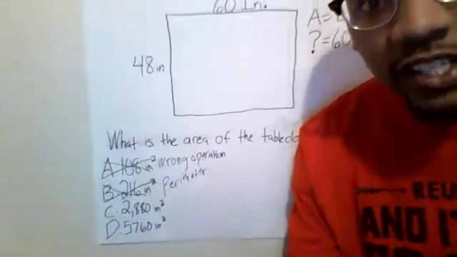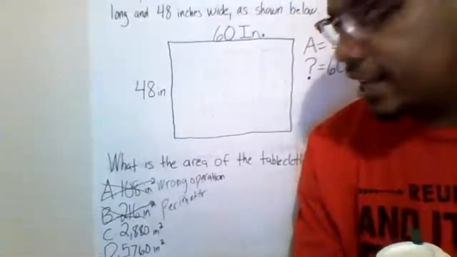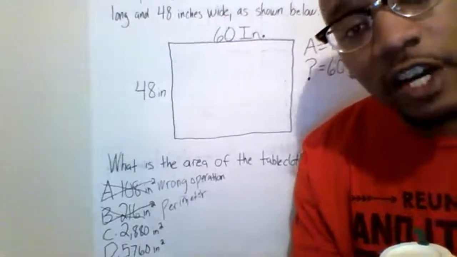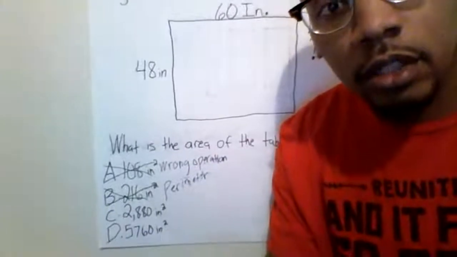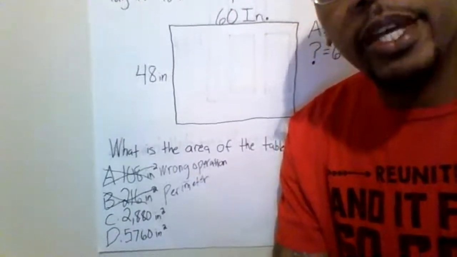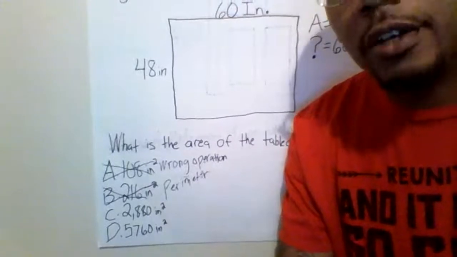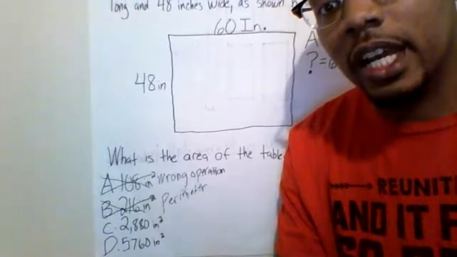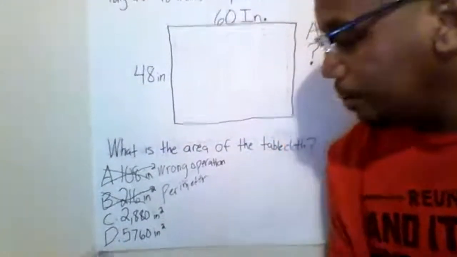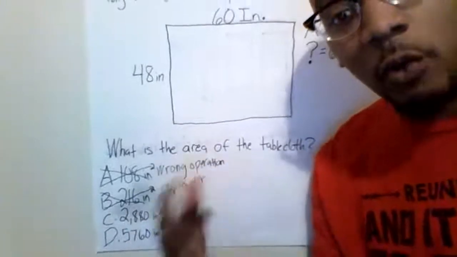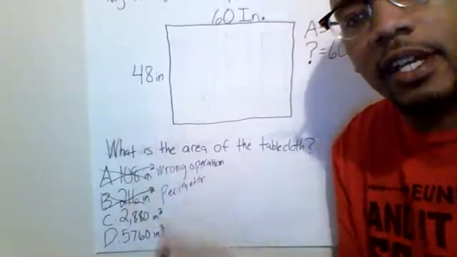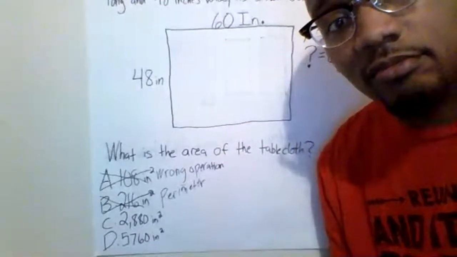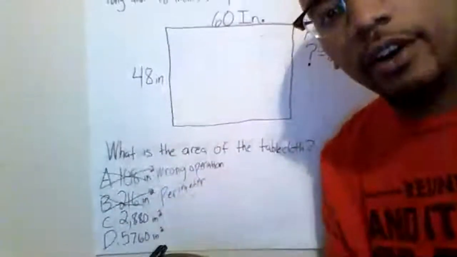Now, you're left with C and D. C says 2,880. D says 5,760. Now, here's another shortcut. Because these numbers are so far apart, I probably could estimate and get close to the answer without doing any real work. If they were close, we probably couldn't tell the difference. But these numbers are so far apart that all I can do is estimate, right? I'm going to estimate it, then give you the real answer, all right?